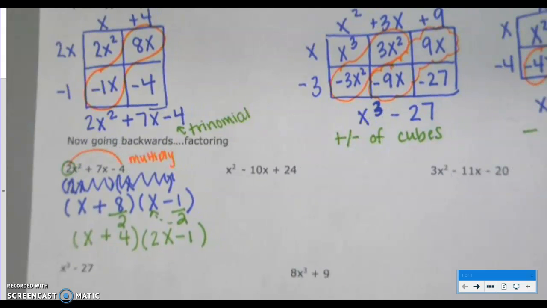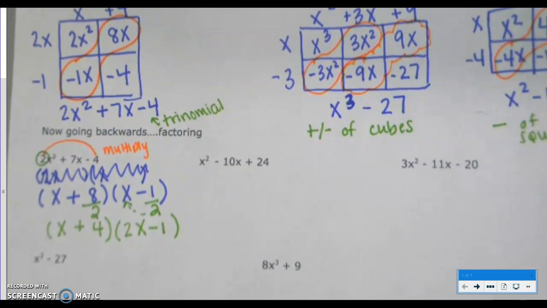All right, so I hope that you go through and try the rest of these. And I will either make another video to go over how to factor the cubic, or that's just something that we'll practice a lot together in class.